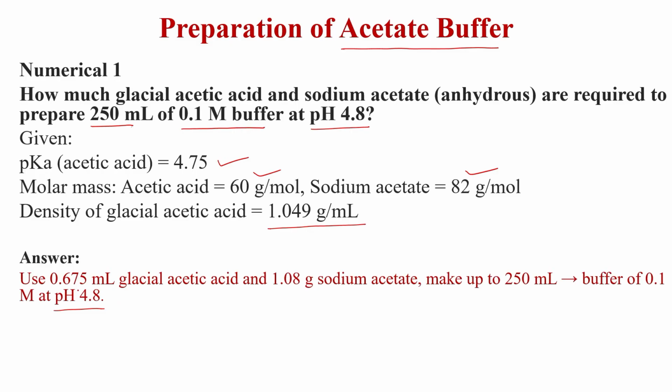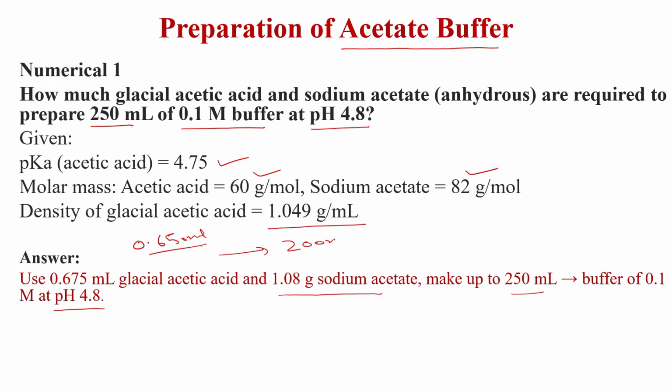So here it's written that we have solved this numerical. The final result is that we have to take 0.675 ml glacial acetic acid and 1.08 gram sodium acetate, and make up the volume to 250 ml. We will have a buffer solution of 0.1 molar at pH 4.8. So we have made use of the Henderson-Hasselbalch equation in this. To make it easier, you can first weigh 1.08 gram sodium acetate, and then add glacial acetic acid slightly less than 0.65 ml, say 0.650 ml, and then make up the volume to 250 ml.